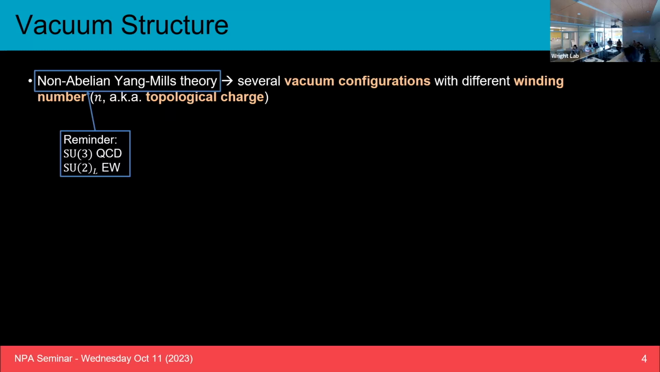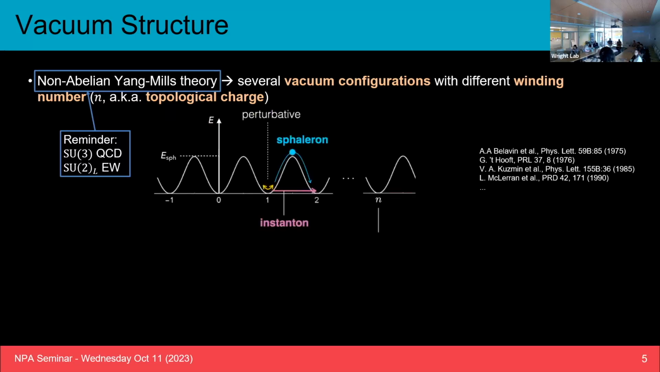In a pictorial way, the configuration looks like this periodic shape, and this is the winding number. You can make a transition, but you have to leave the ground state. You can do it either by tunneling with the instanton, or by crossover with the sphalerons. A sphaleron is like an excitation to the top of the barrier, which then decays to another state. It is another way of making this transition.